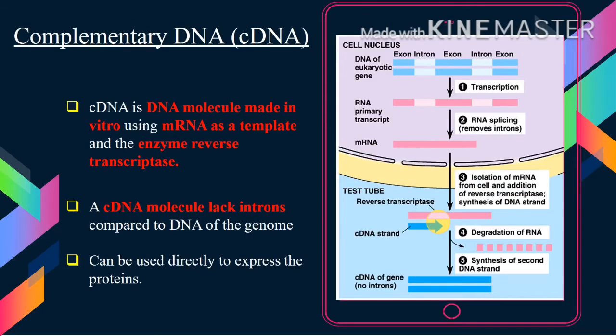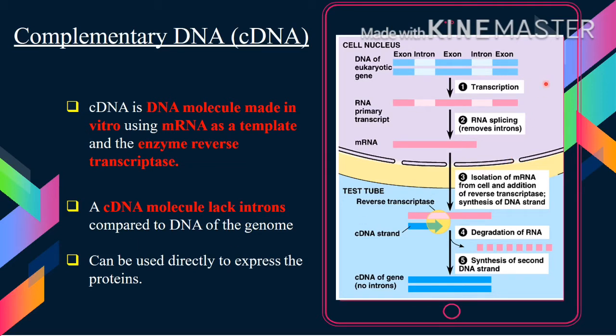The synthesis of DNA from RNA template via reverse transcription produces complementary DNA, or in short, cDNA. So how is it formed? The diagram on your right shows you a sequence on how to produce a cDNA. But before that, let me have a laser pointer first.